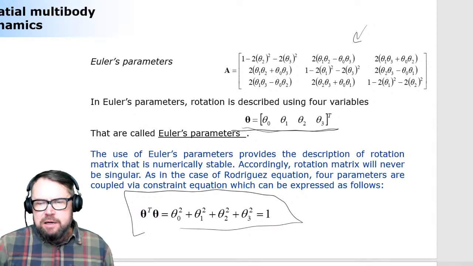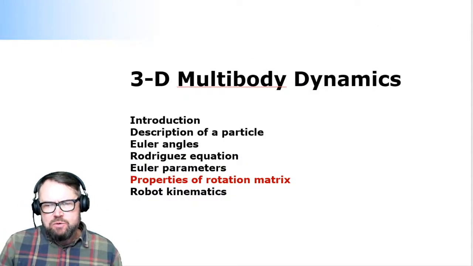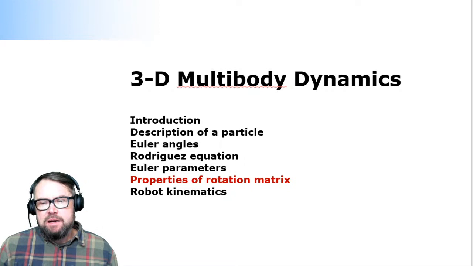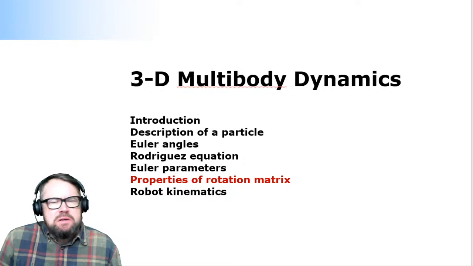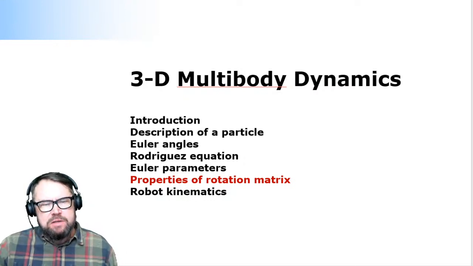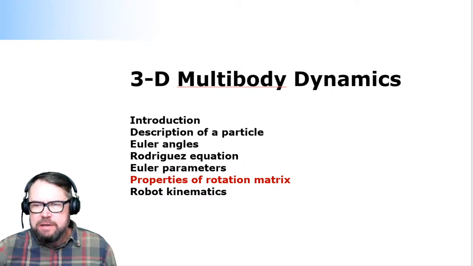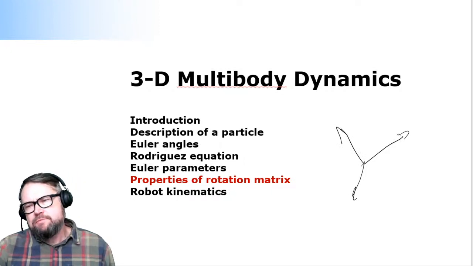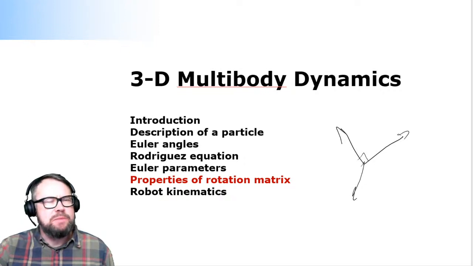Okay, so with that, because I realized that I need to speed up a little bit, because robot kinematics is my next topic that I would like to explain to you. And prior to that, just shortly, a little bit about the properties of the rotation matrix. Not going to take too long because we already know pretty much all these properties. We know that the rotation matrix is orthogonal, meaning that it's describing the axes of a Cartesian coordinate system, and these axes are perpendicular with respect to each other.